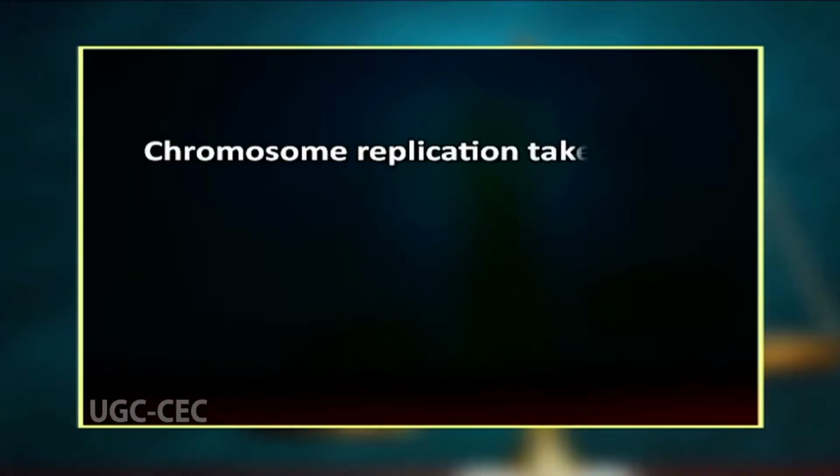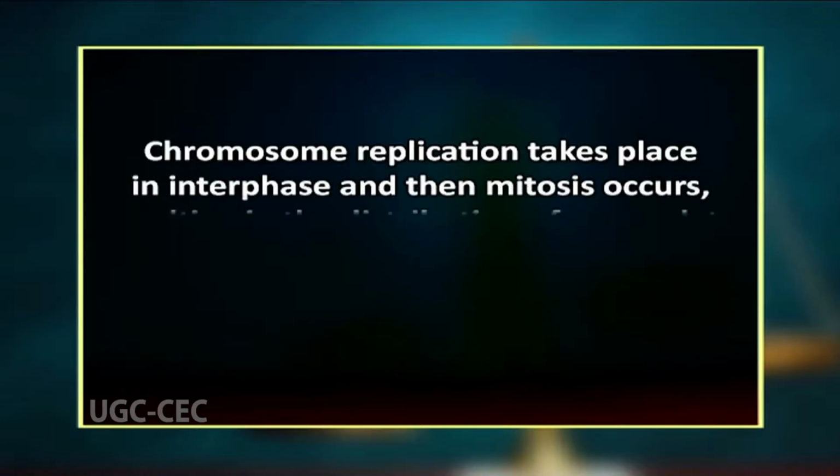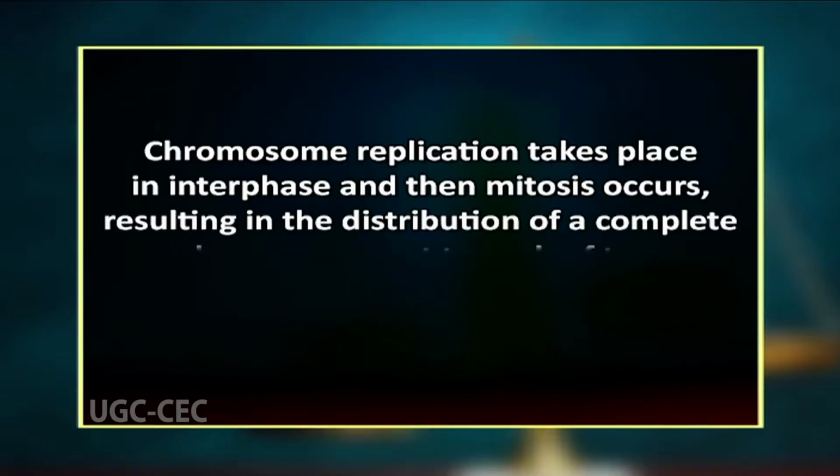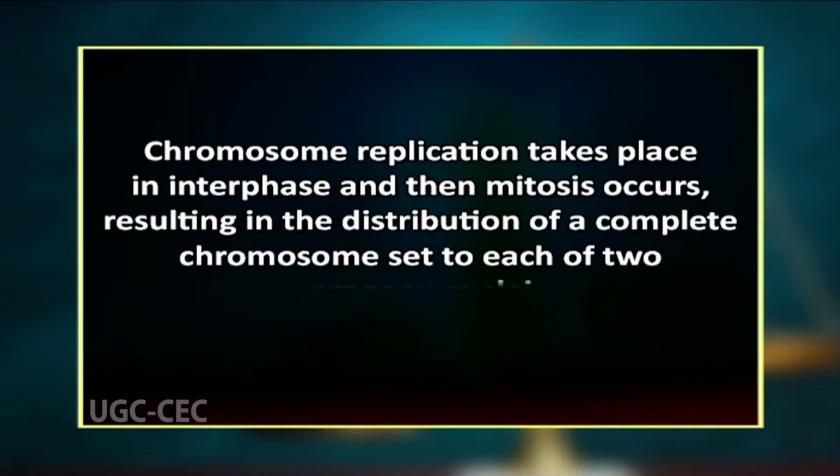During the pre-synthesis stage, that is gap 1, the cell prepares for DNA and chromosome replication, which take place in the S stage. In the post-synthesis stage, that is gap 2, the cell prepares for cell division or the M stage. In other words, chromosome replication takes place in interphase and then mitosis occurs, resulting in the distribution of a complete chromosome set to each of the two progeny nuclei.